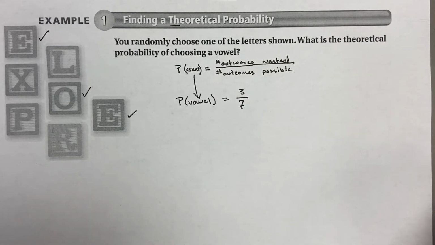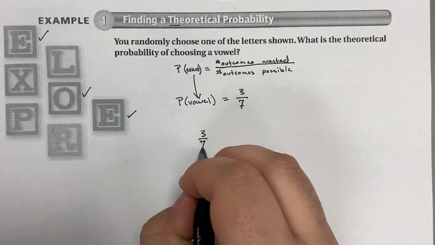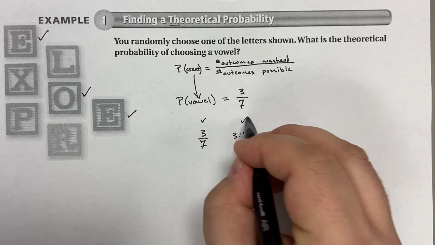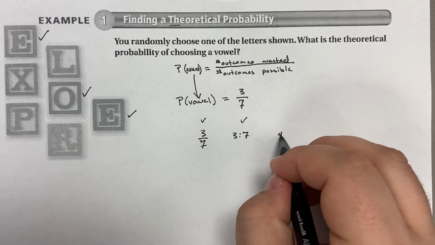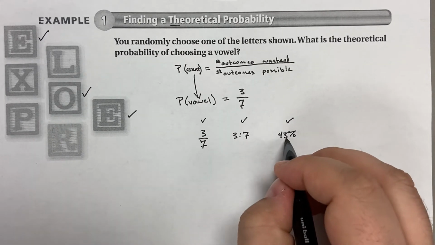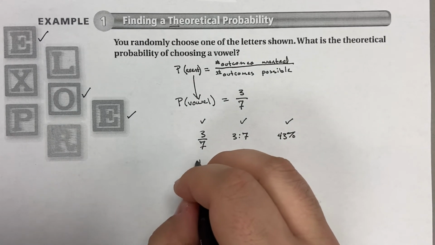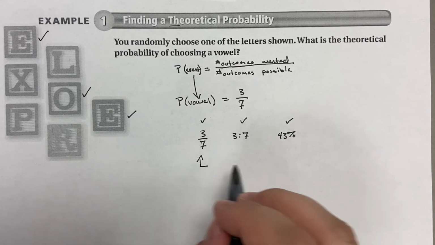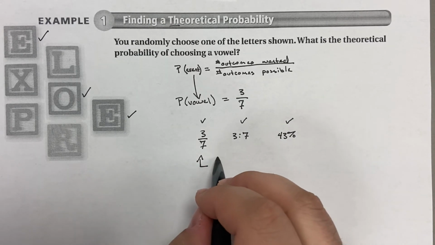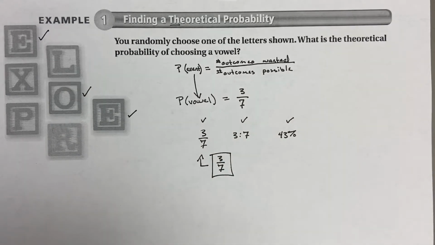There are quite a few ways to write it, and then I'm going to let you know which way we want to write it. 3 to 7 is a perfectly good answer. 3 over 7 is another perfectly good answer. 43% is another good answer. So we can write things as percents, fractions, and ratios. This is the way that Mr. Spees likes us to write it, so this is how we should write it. The theoretical probability of choosing a vowel is 3 to 7, and that would be our final answer there.